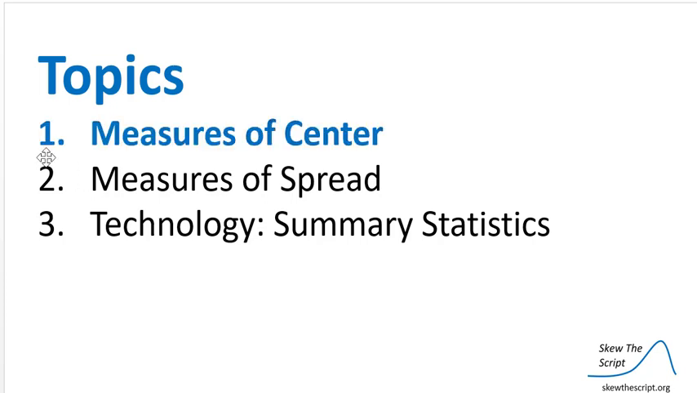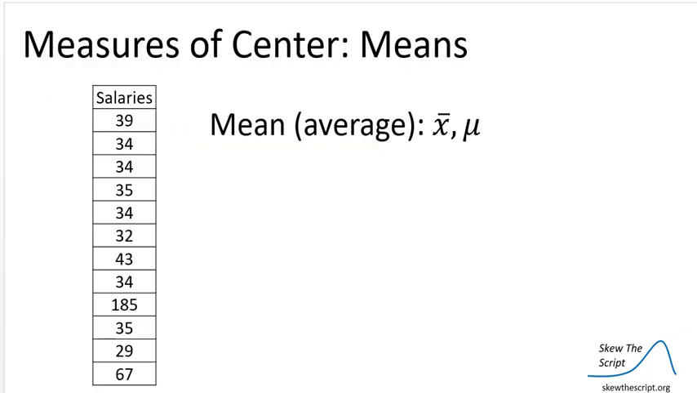So the very first thing we're going to talk about is measures of center. Now, one of the most popular measures of center is going to be finding the mean. And when we see the word mean, it's the average. We can see this represented a few different ways. We might see an X with a bar on top, or we might see the Greek letter mu. And mu looks almost like a U, but with a little tail in the front.